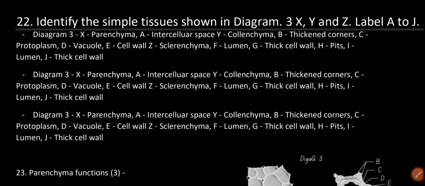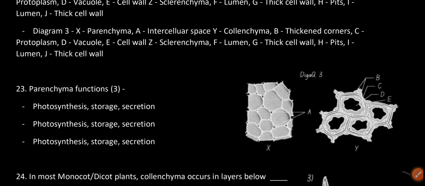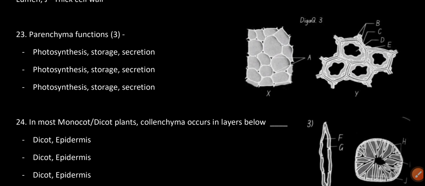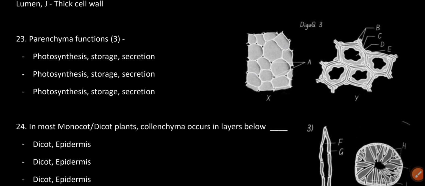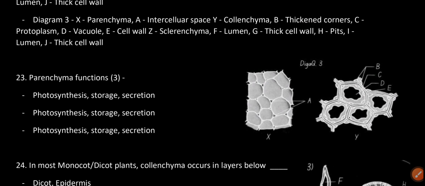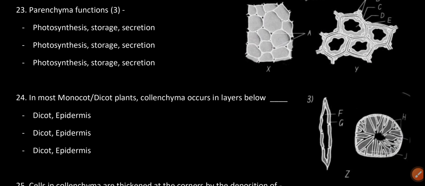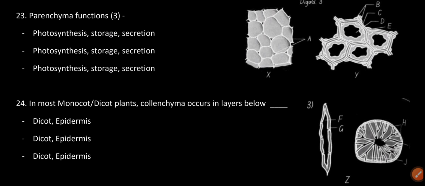Identify the simple tissues shown in diagram 3, X, Y and Z, and label A to J. X is parenchyma, A intercellular space. Y is collenchyma, B thickened corners, C protoplasm, D vacuole, E cell wall. Z is sclerenchyma, F lumen, G thick cell wall, H pits, I lumen, J thick cell wall.